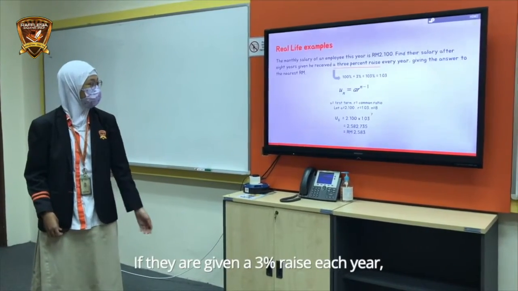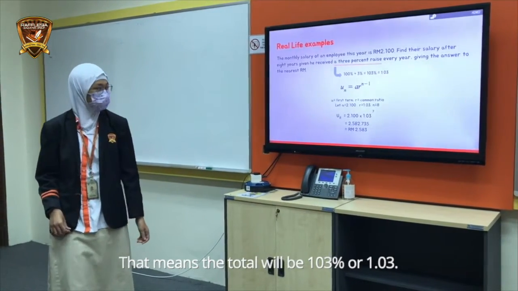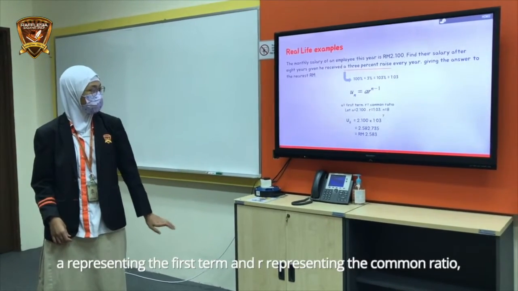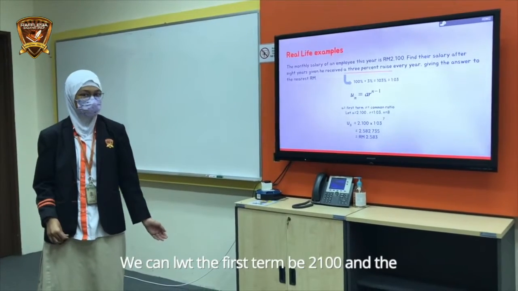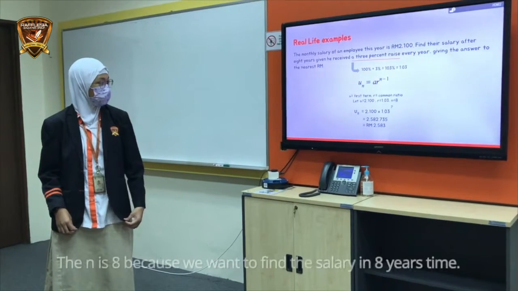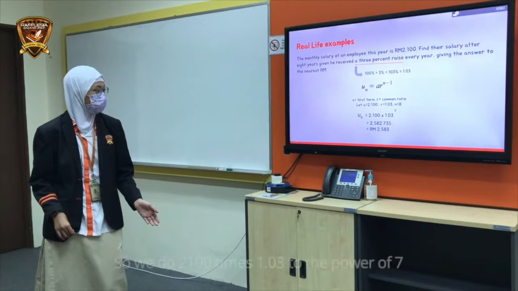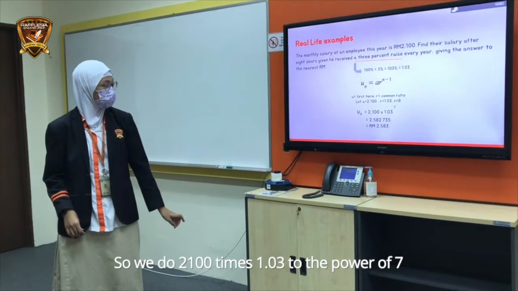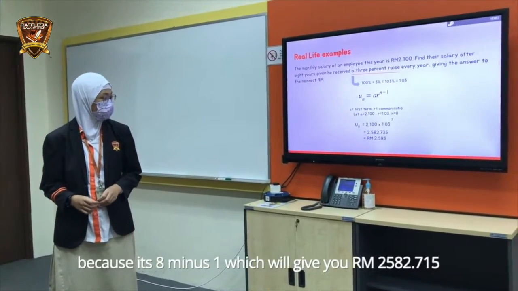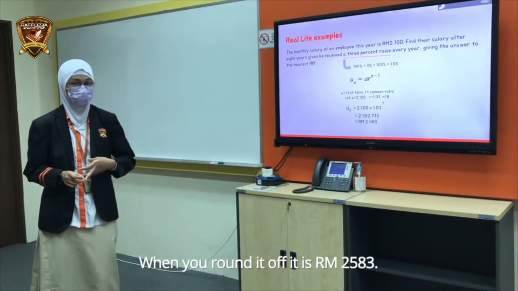If they are given a 3% raise each year, that means that the total will be 103% or 1.03. So if we use the nth term formula, a representing the first term and r representing the common ratio, we can let the first term be 2,100 and the common ratio be 1.03. And the n is 8 because we want to find the salary in 8 years' time. So we do 2,100 times 1.03 to the power of 7 because it's 8 minus 1, which will give you 2,582.75. When you round it off, it's 2,583 ringgit.